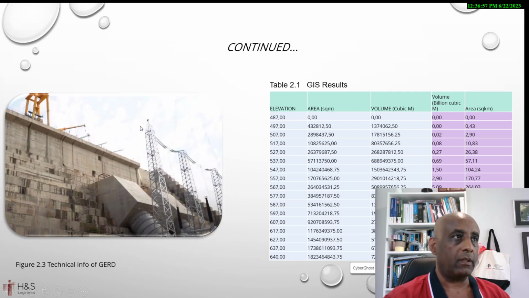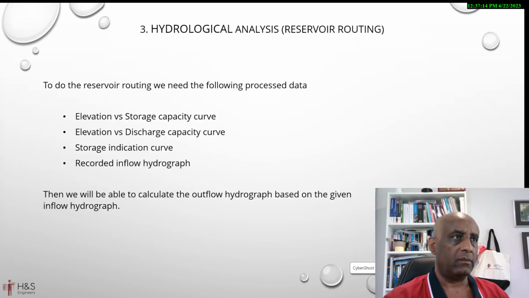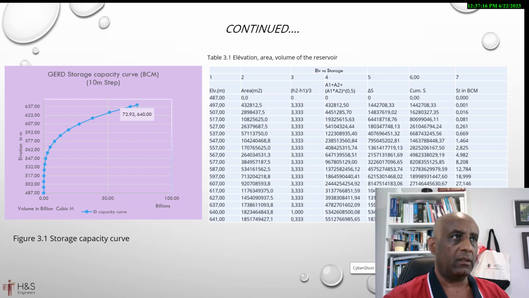This is the top of the dam. You can see these are the two penstocks turbine. This is the penstock. It's just a part. I think 8 meter, 4 meter. Let's see. So that is it. Storage capacity curve. Billion meter cube.